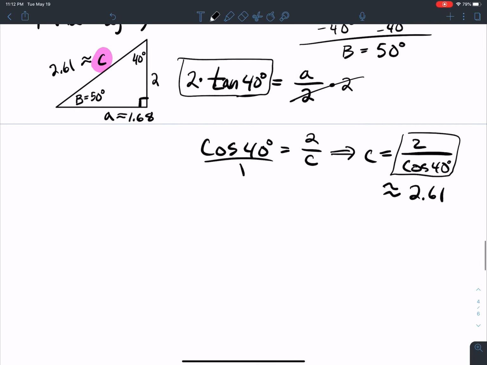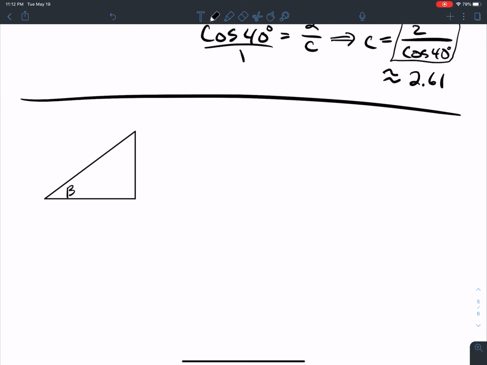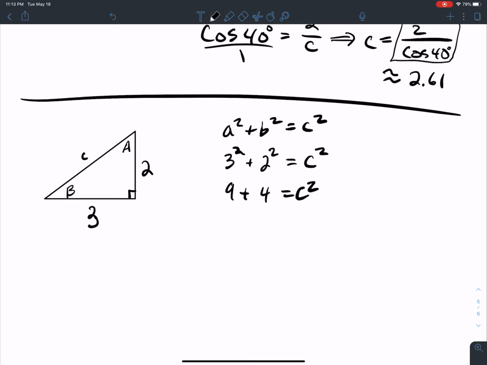Say instead you had a triangle and they tell you that you've got an angle B, an angle A, and you know this is 90. You're given this is 3 and this is 2 and that's little c. I can use the Pythagorean theorem here. A squared plus b squared equals c squared. So a here is 3, so 3 squared plus b, little b is 2, so 2 squared equals c squared. That's 9 plus 4 equals c squared, so 13 equals c squared. So c is equal to the square root of 13. If you wanted a decimal approximation, that's like 3.61.